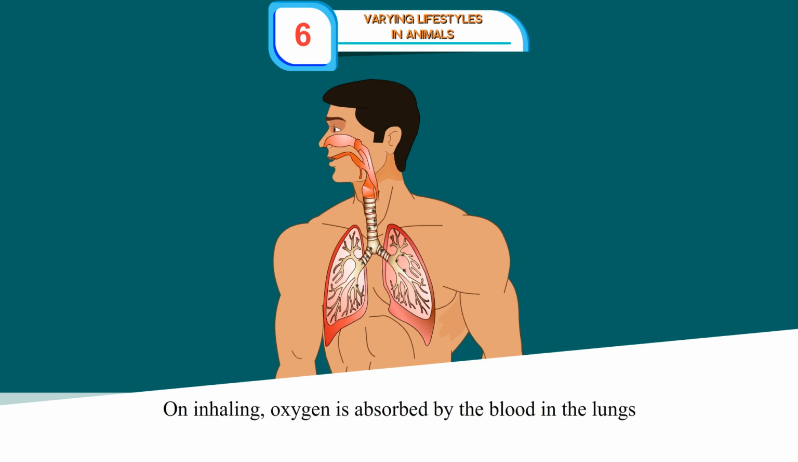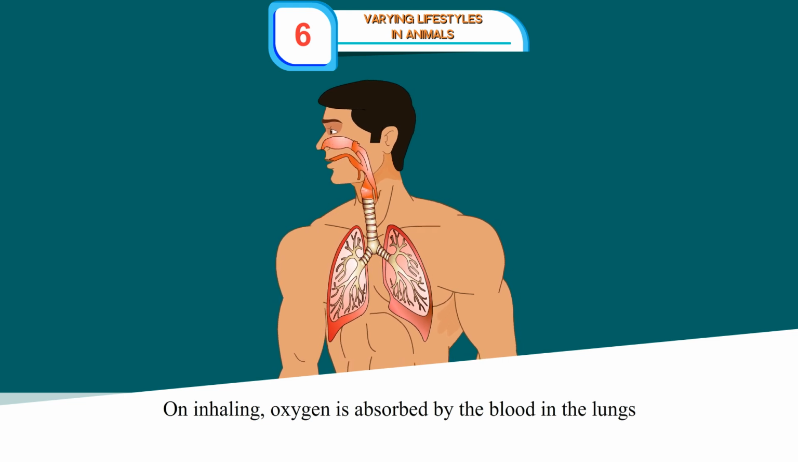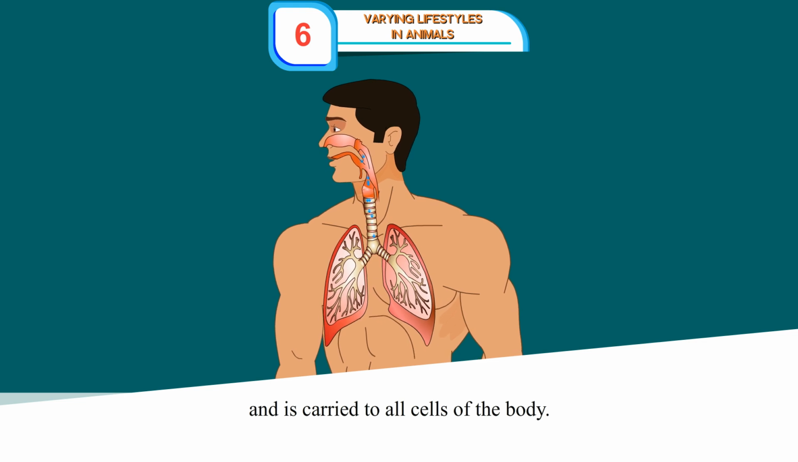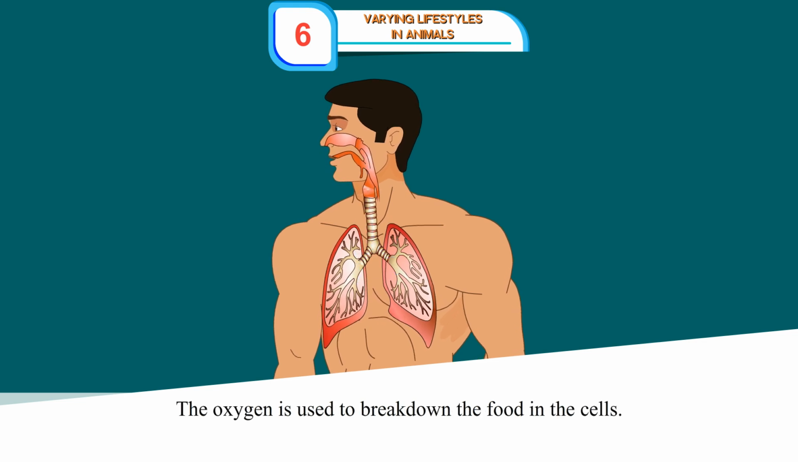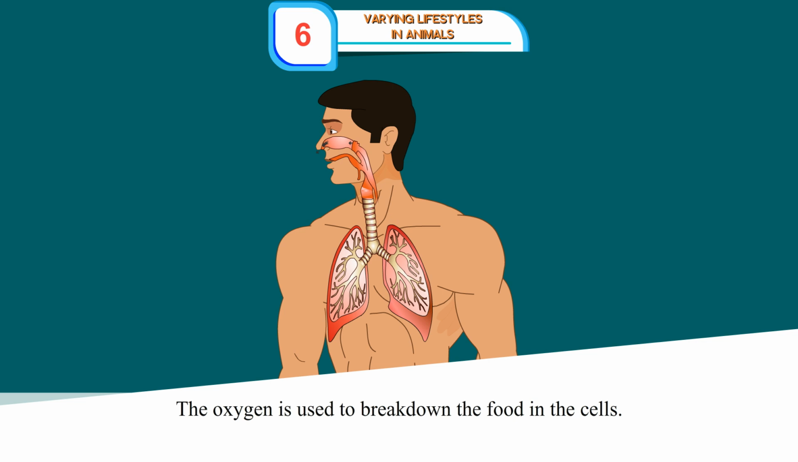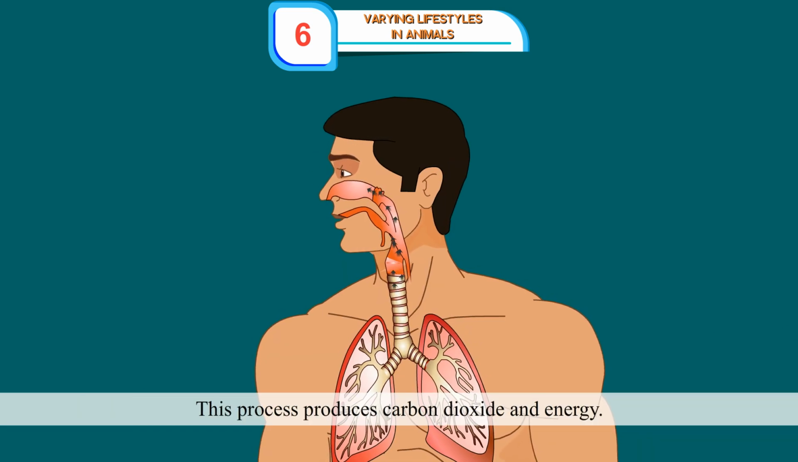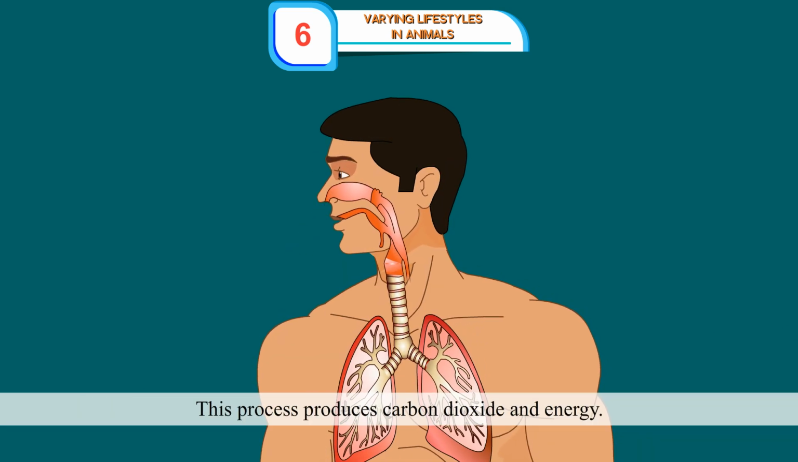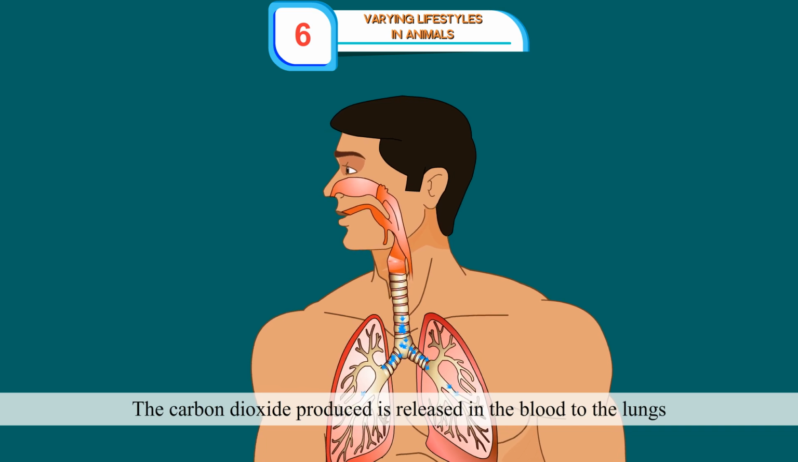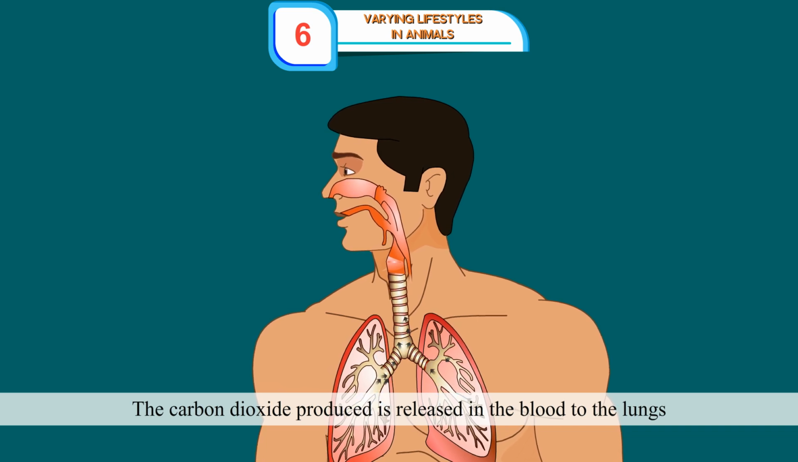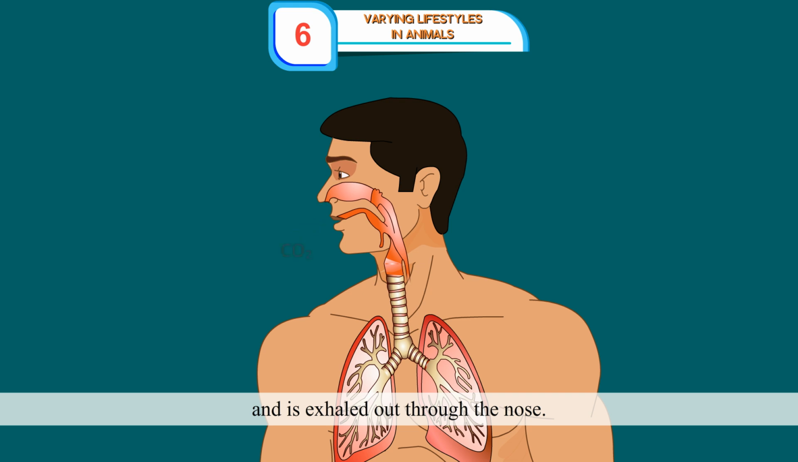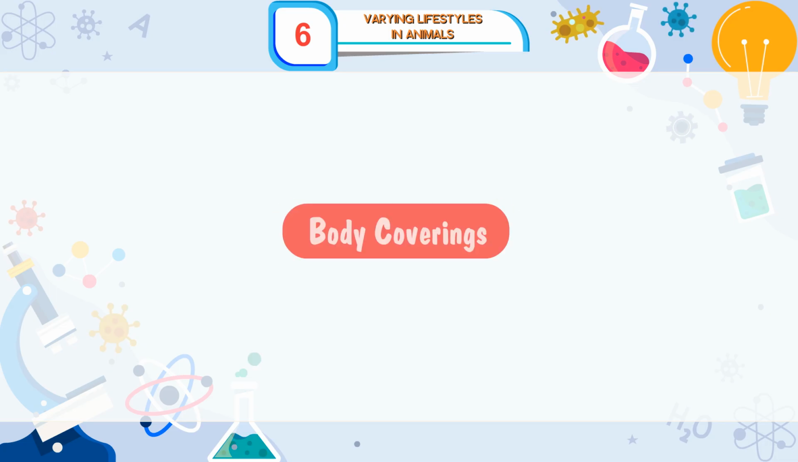On inhaling, oxygen is absorbed by the blood in the lungs and is carried to all cells of the body. The oxygen is used to break down the food in the cells. This process produces carbon dioxide and energy. The carbon dioxide produced is released in the blood to the lungs and is exhaled out through the nose.